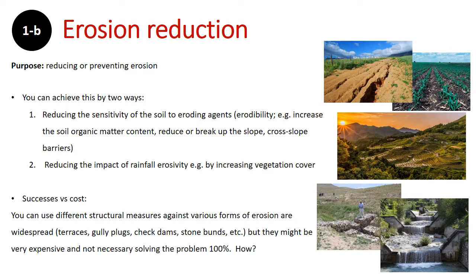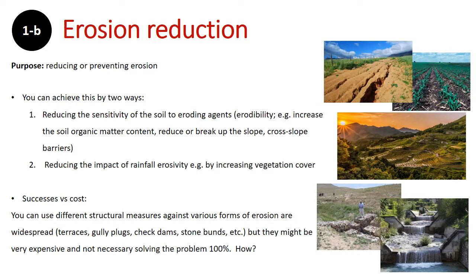The first is by reducing the sensitivity and the susceptibility of the land to erosion, by which you are trying to reduce the eroding agents, like you're trying to reduce the erodibility of the soil, and you can do that simply by the addition of organic matter, or reducing the effect of slope, or putting some structures that control the flow over the surface, especially in slopy areas.